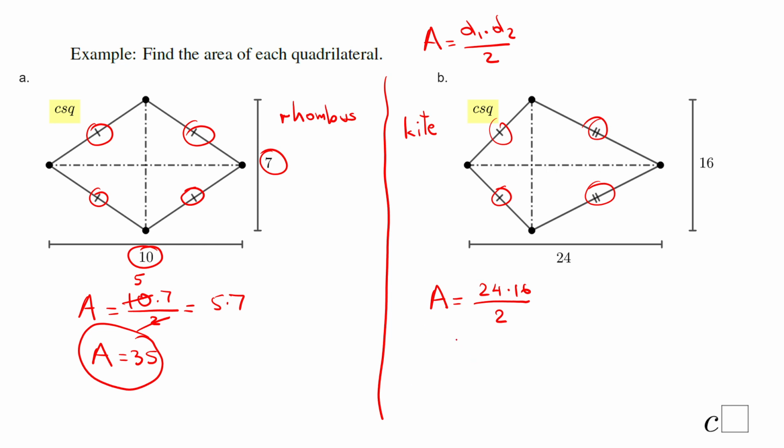So we have choices here. I'm gonna say 2 goes in 16 8 times, so you have 24 times 8, and that will be 8 times 4 is 32, 8 times 2 is 16.